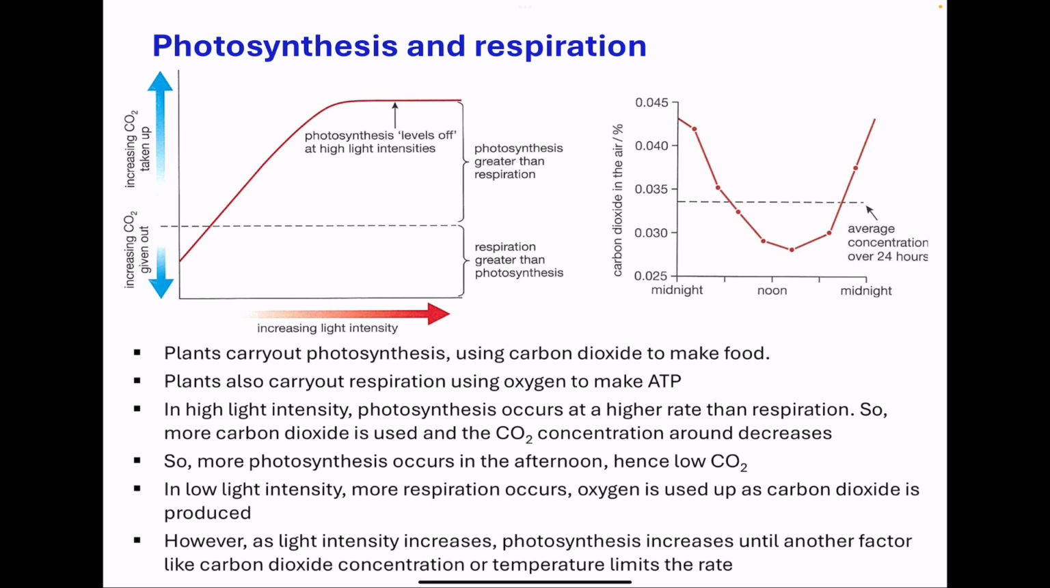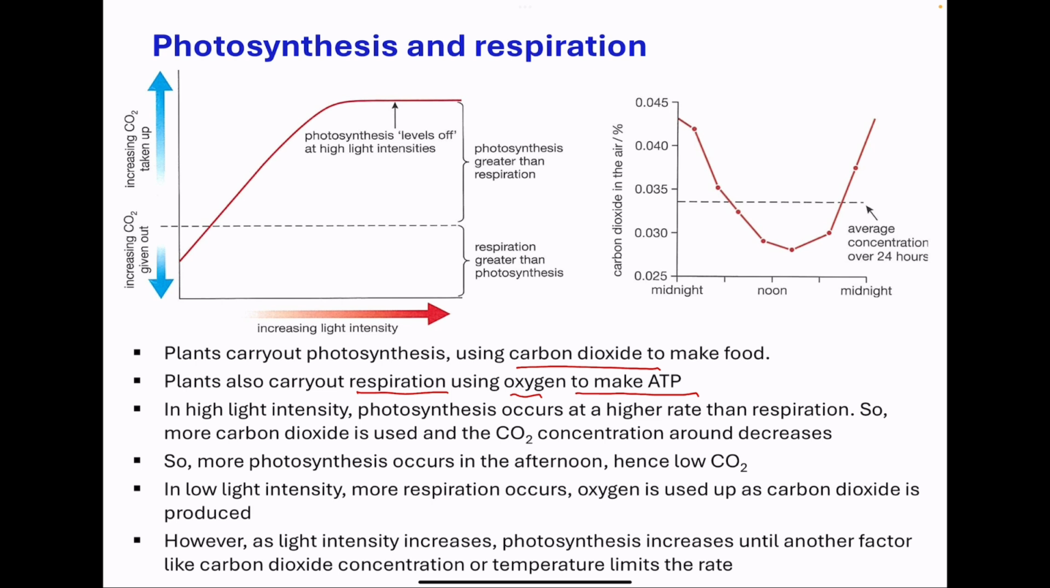Plants carry out photosynthesis, and they do this by using carbon dioxide in order to make food, but plants also carry out respiration using oxygen and producing ATP. So light intensity is crucial in determining whether there is more photosynthesis or more respiration taking place.